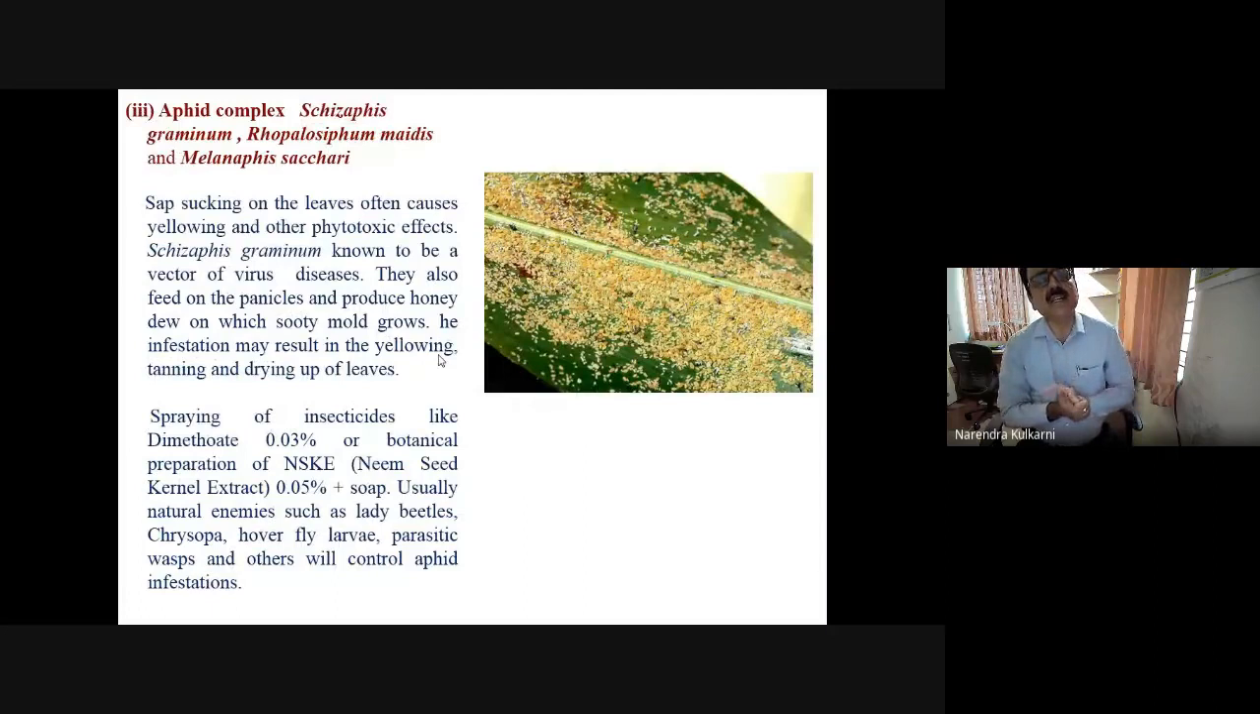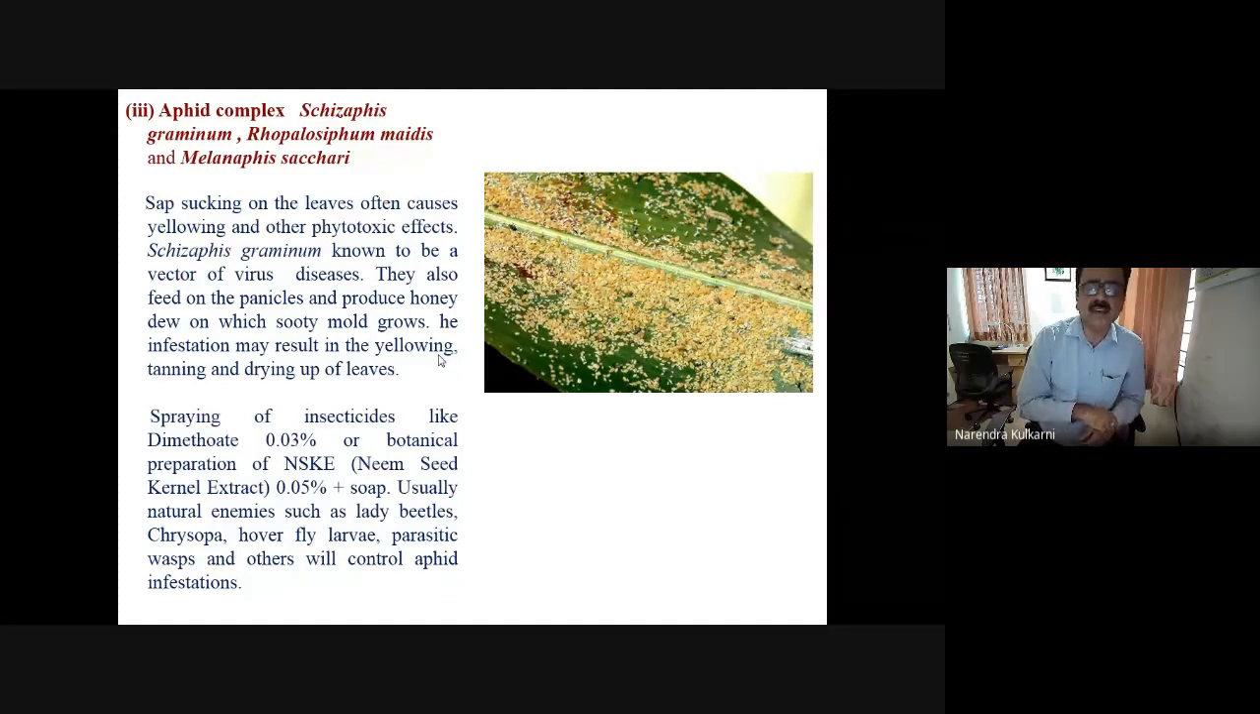Aphids also cause problems. In sorghum, when aphids come, they come in very large numbers. We have a complex of Schizaphis graminum, Rhopalosiphum maidis, and Melanaphis sacchari. These are the aphid complexes that sometimes come in sorghum. As you know, these sap-sucking insects come in large numbers and multiply very fast, even with overlapping generations. They secrete honeydew, which attracts a lot of sooty mold and fungus growth, and indirectly affects the photosynthetic ability of the plant and yield, both quality and quantity.